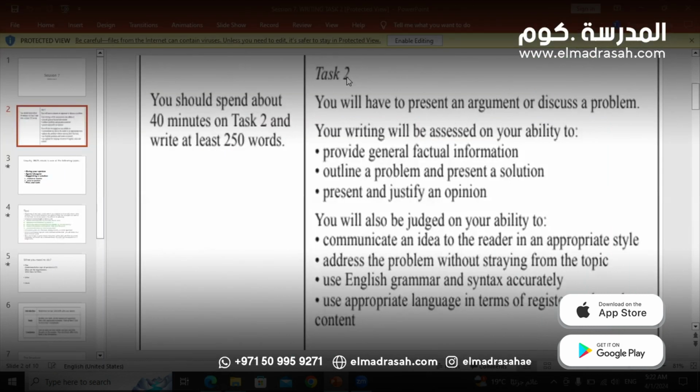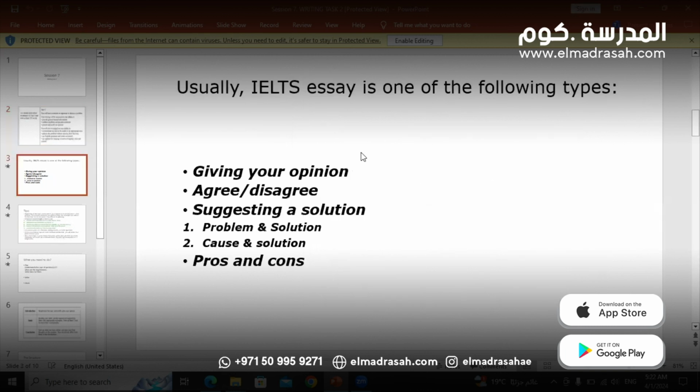This is task number 2 in the writing section. Task number 2 takes you about 40 minutes in planning, writing, and checking. So this is task number 2, and it's about writing a whole essay.